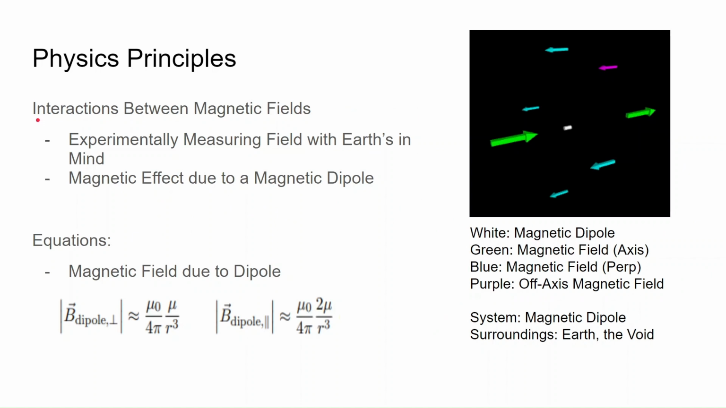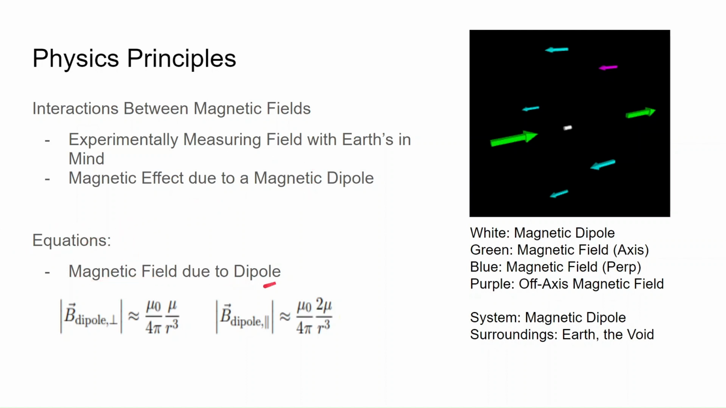On to some physics principles: interactions between magnetic fields, experimentally measuring the field with Earth's in mind. One thing we had to do in the experiment was to be aware of Earth's magnetic field, as that affects the number. So we have to figure out which component we can isolate it to and then negate it by measuring it without the presence of the magnet.